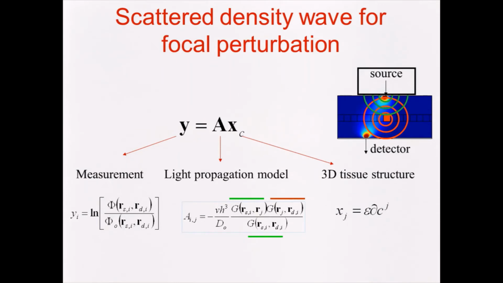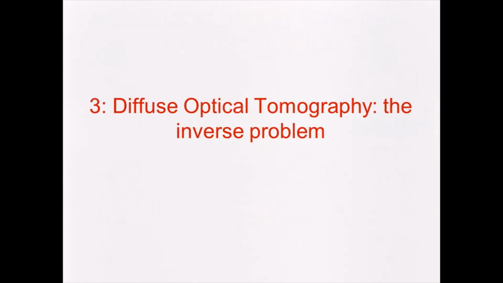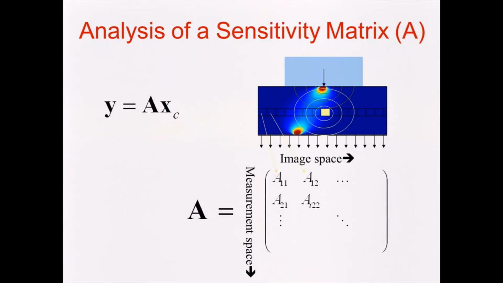Okay, so this wraps up the forward model. We now have a way of predicting what our measurements will be for a hypothetical tissue structure. The next thing we need to do is the inverse problem, as Jorge was talking about. This is an indirect problem, and so we're going to need to somehow invert this equation. First, I just want to conceptually simplify what this A matrix is doing.